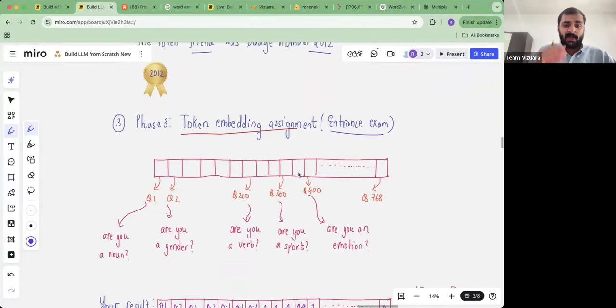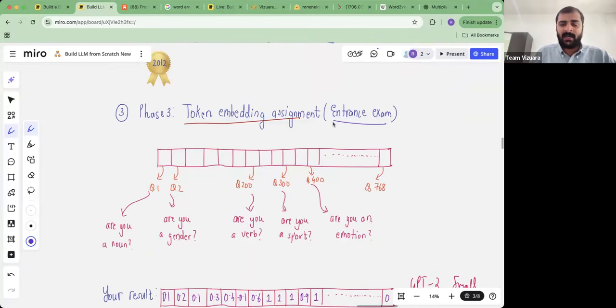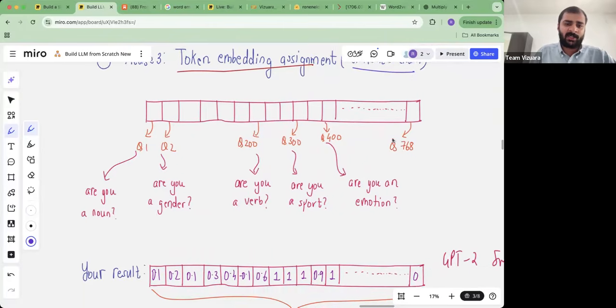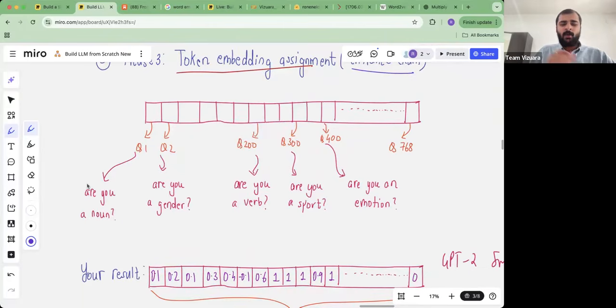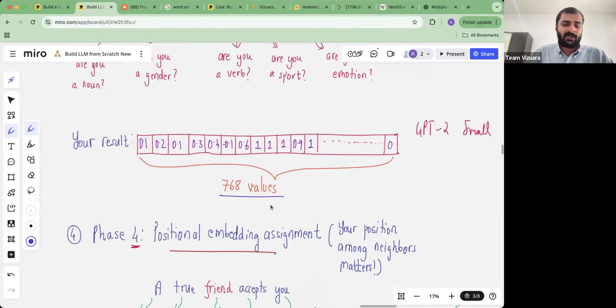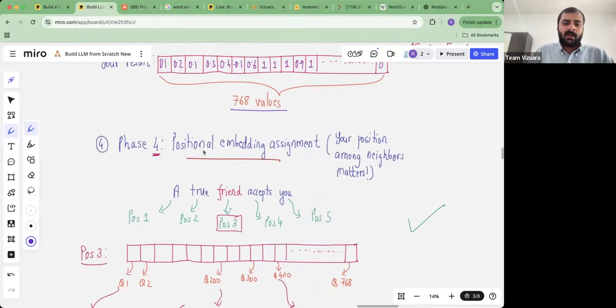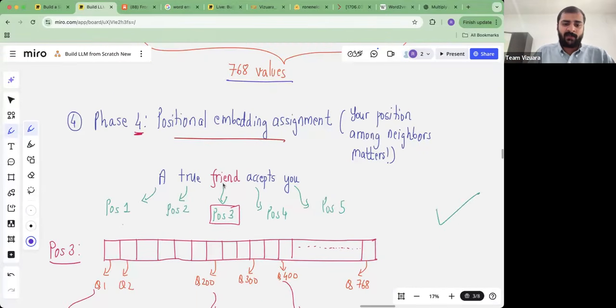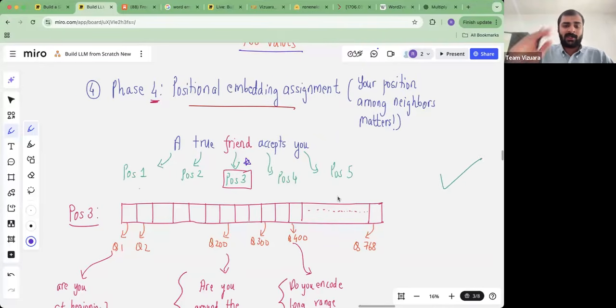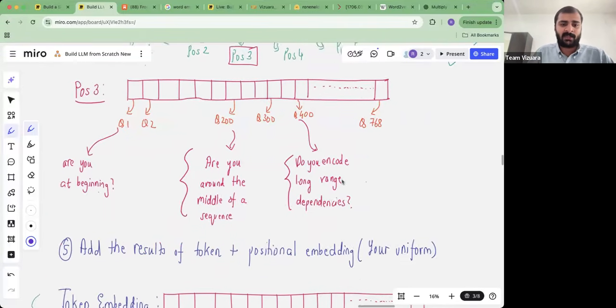But that's not enough. Every student also needs to be assigned an entrance exam, which is basically our 768 dimensional vector. So imagine there are 768 questions. We don't know what these questions are because we are randomly assigning these values initially. So every token will now have a 768 dimensional vector assigned to it. But the position is also important. So friend comes in position number 3. So it will also have a 768 dimensional position embedding vector associated with it.